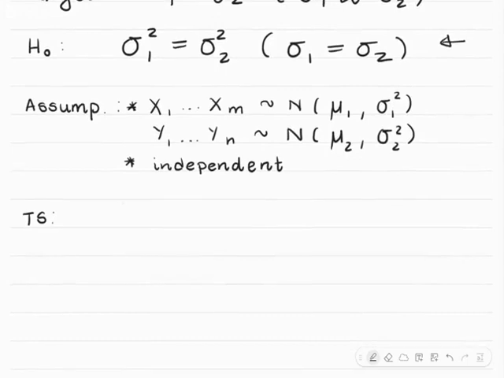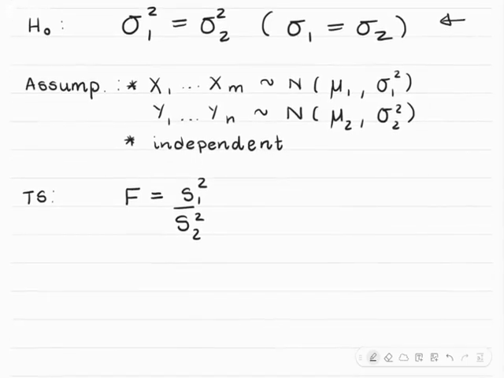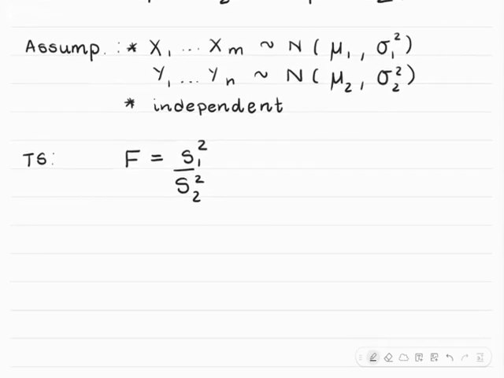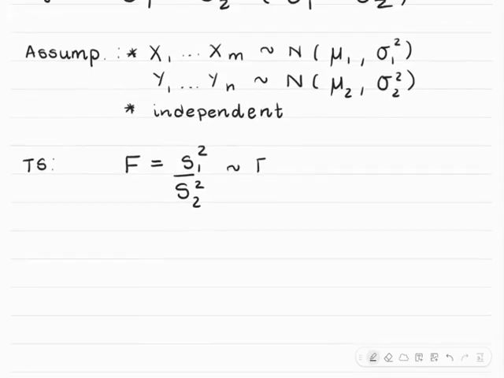Now, regardless of which one you're testing, your test statistic is going to be F equal to s1 squared over s2 squared. So just make sure that if you're given an s1, in other words a standard deviation, you square it before you use that formula. And this thing has an F distribution with m minus 1 degrees of freedom and n minus 1 degrees of freedom.